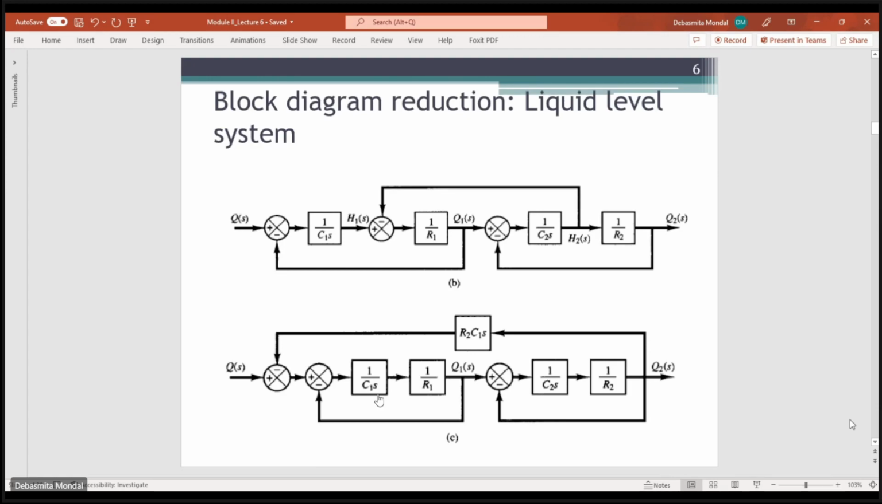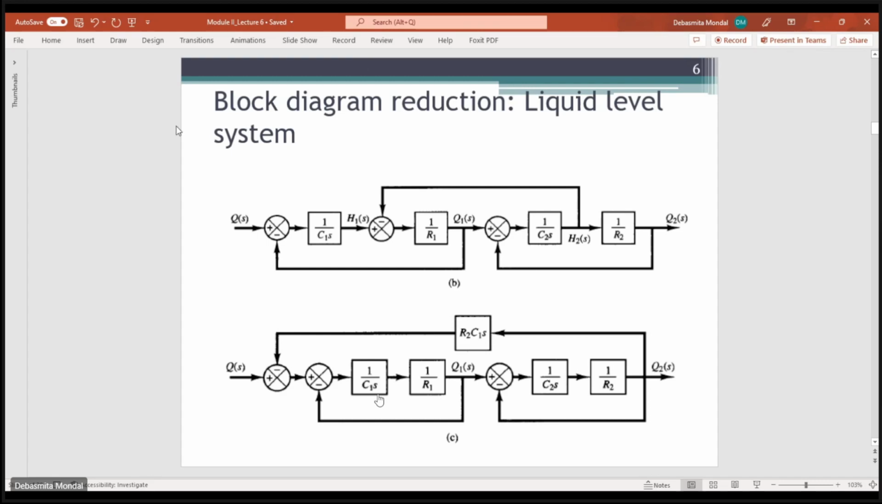Similarly, you can have multiple block diagrams and you can do the reduction. I don't know, you can check later in the Nagrath Gopal book whether you have pages related to these block diagram reduction examples or not. It would be better if you can do a few block diagram reductions. I have already provided some practice problems, so you try to solve those.